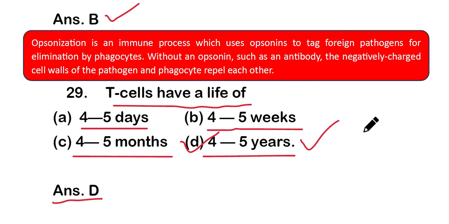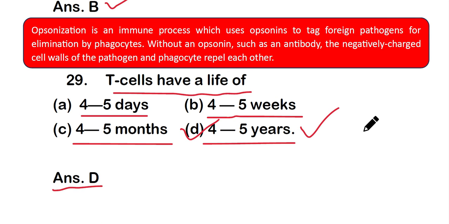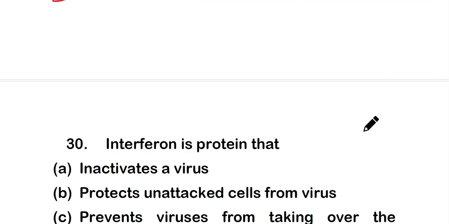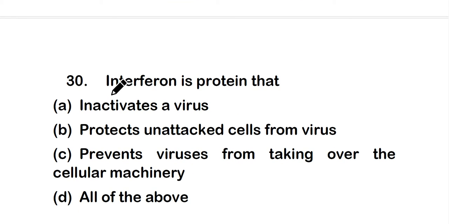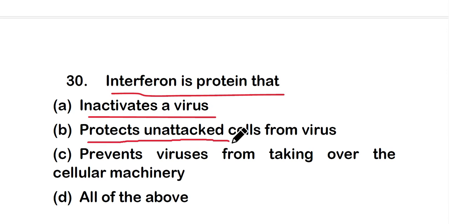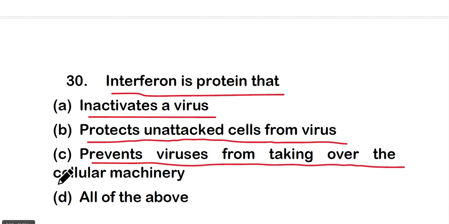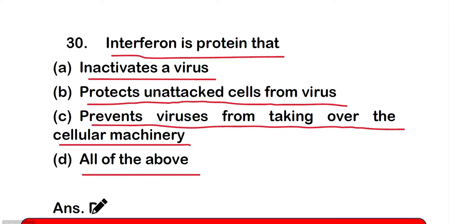Okay. So next question. Next is question number 30: interferons are proteins that option A, inactivate a virus, option B, protect unattacked cells from virus, option C, prevent viruses from taking over the cellular machinery, or option D, all of the above. And the right one is option D, that is all of the above.